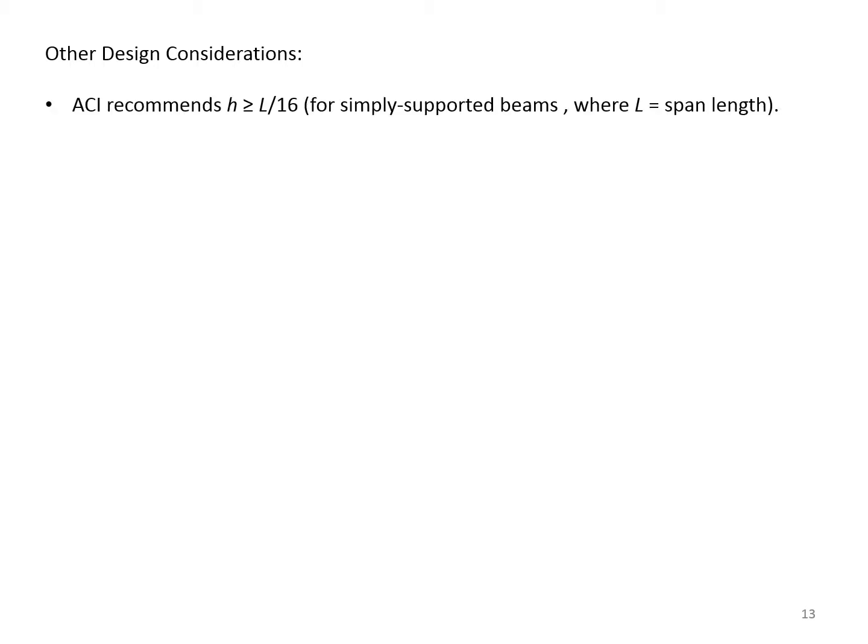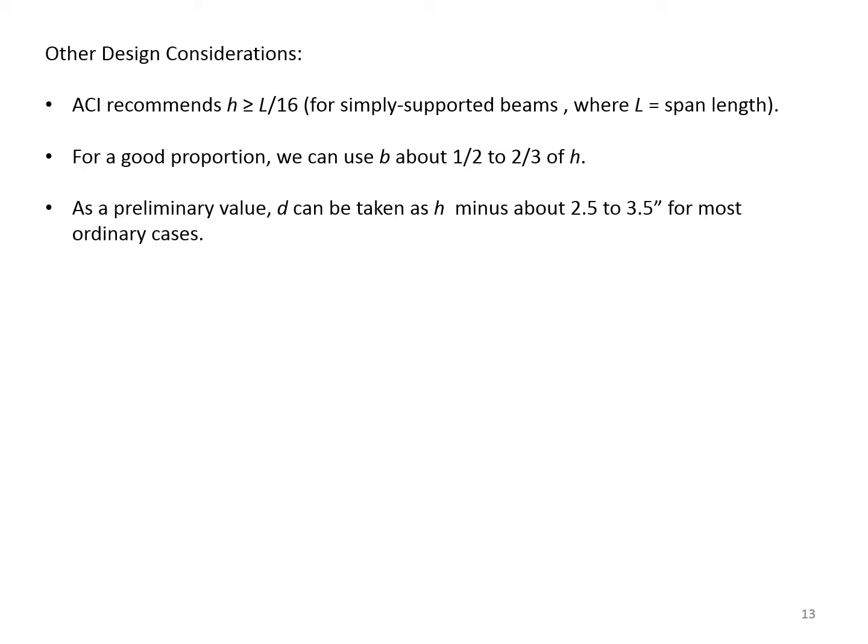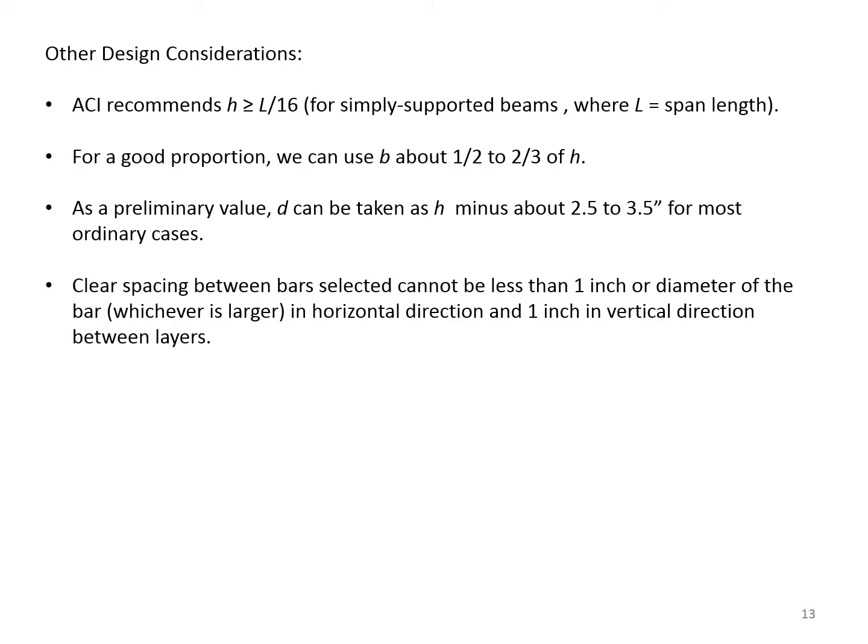Other design considerations. ACI recommends h at least equal to L over 16 for simply supported beams, where L is equal to the span length. For a good proportion, we can use b about 1/2 to 2/3 of h. As a preliminary value, d can be taken as h minus about 2.5 to 3.5 inches for most ordinary cases. Clear spacing between bars selected cannot be less than 1 inch or the diameter of the bar, whichever is larger, in the horizontal direction and 1 inch in the vertical direction between layers.